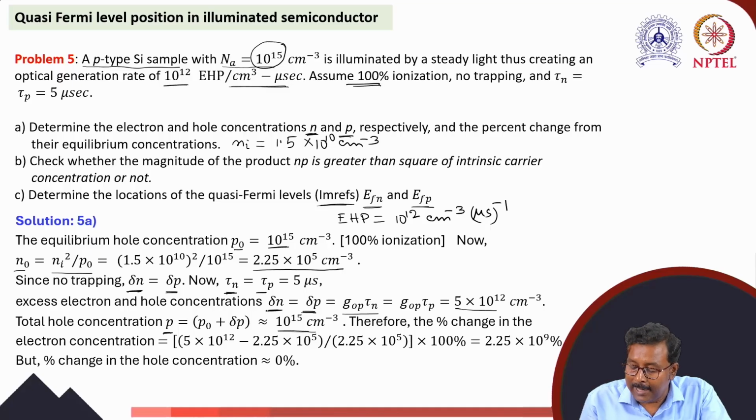But what about delta N? Delta N is this 5 × 10^12. What was the original value of N0? N0 was 2.25 × 10^5. So N0 plus delta N, if you do the calculation, is equal to N.